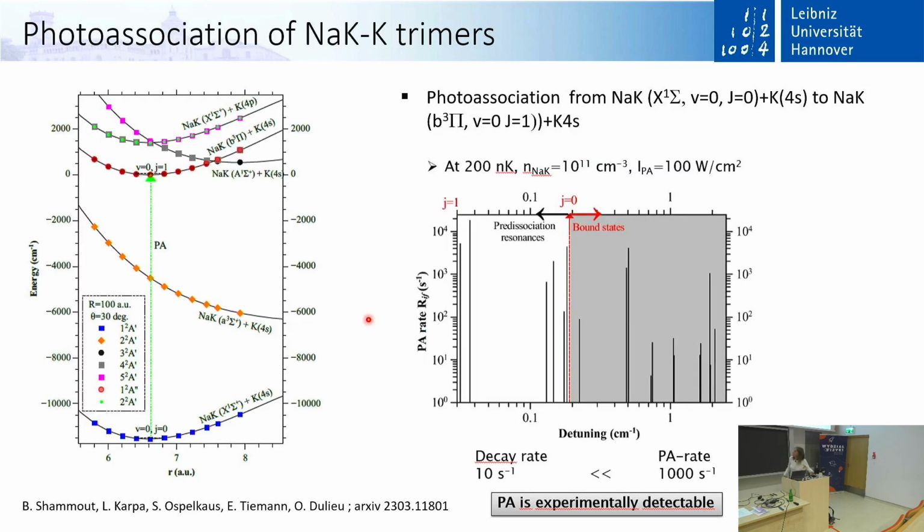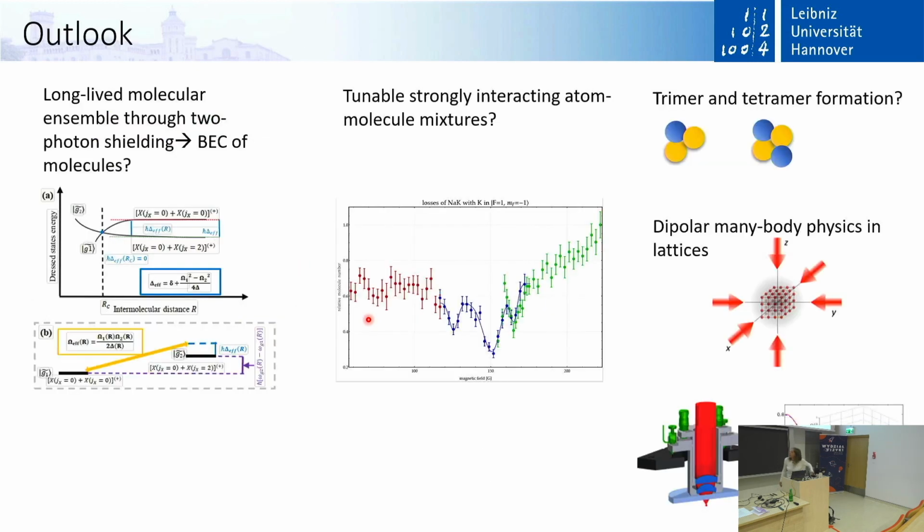Bara told you about the photoassociation work, which was motivated by the experimental work, where we would like to do photoassociation on the sodium-potassium system to learn more about those triplet potentials. And this brings me to the outlook. So yes, we would like to prepare long-lived molecular ensembles to bridge this one order of magnitude towards quantum degeneracy. We're therefore looking into this two-photon shielding scheme.